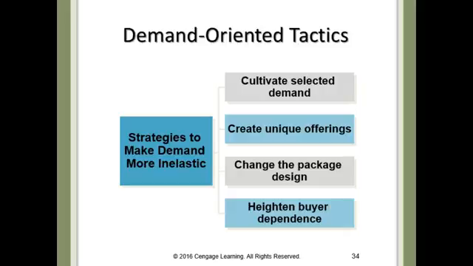The third one, change the package design. A lot of times companies pass on their higher production costs by shrinking the product sizes and keeping prices the same. That's a sneaky way of being able to raise prices without people realizing you're actually raising prices. Heighten buyer dependence is where you provide some additional value added services and potentially training with product offerings to freeze out the competition and to help support your higher prices.